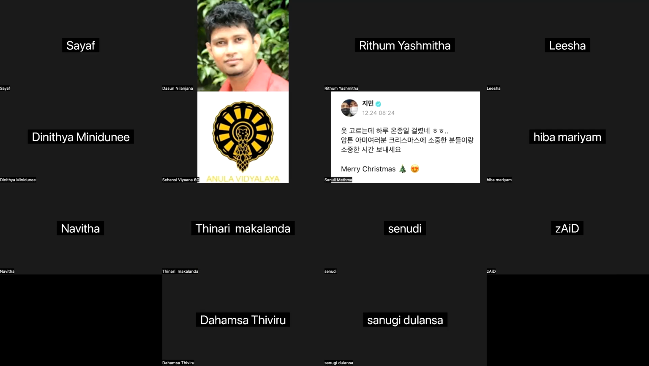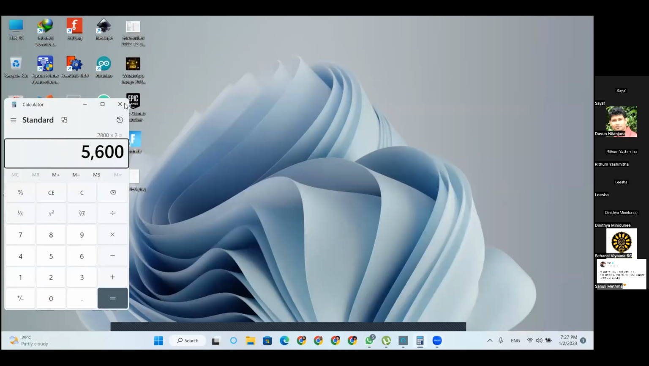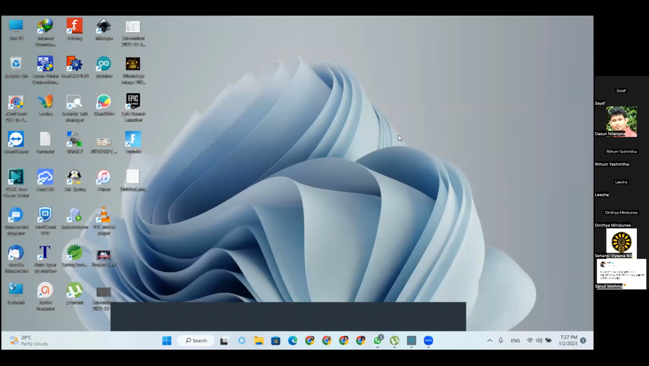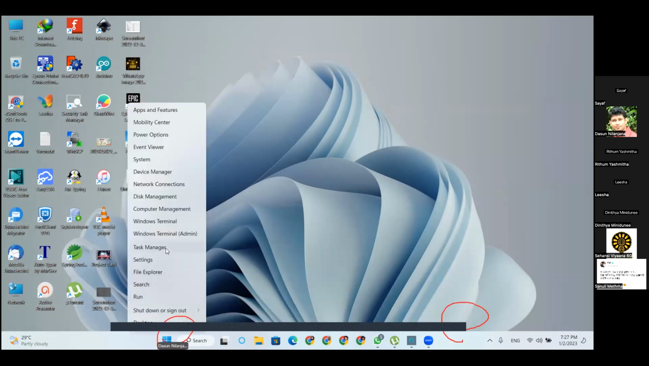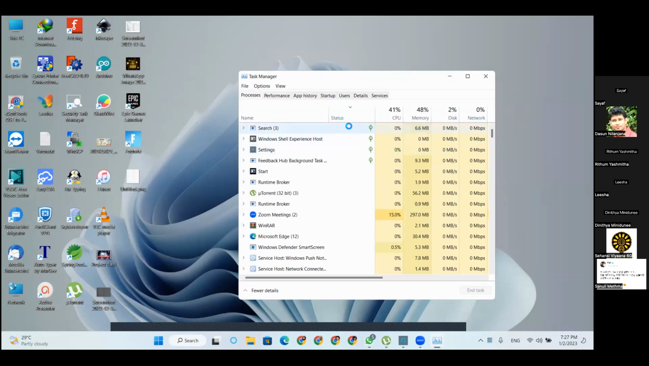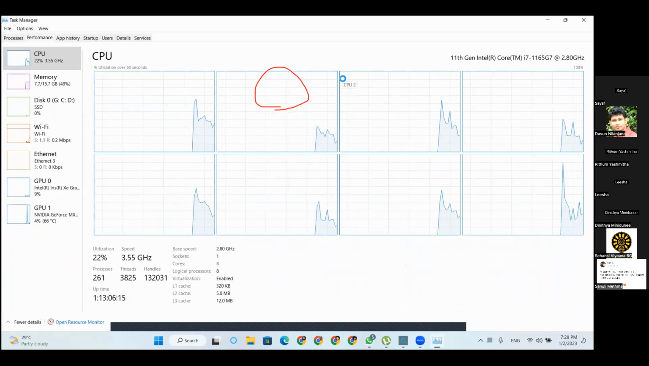So let me show that. Who can share your screen? If you're using Windows, you can share the screen. Okay, Lisha, can you minimize this and go to the processor? Let's go to the task manager, which can show you the running processes. You can right click the Windows button and select task manager. In the task manager dialog box, go to the performance tab and you can see how the CPU is functioning. You can see the CPU diagram.